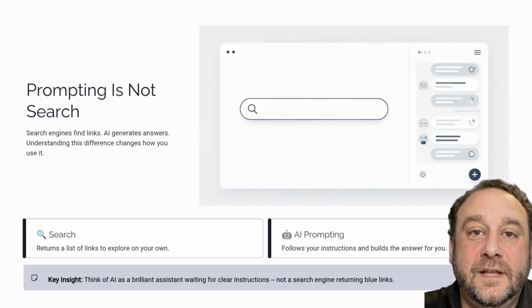This is why prompting is such an important skill. You're not just asking a question, you are guiding the AI toward a better outcome. The better your instructions, the better your results.